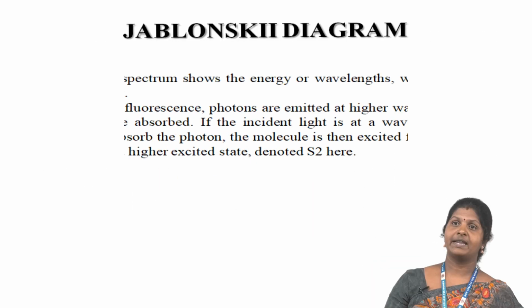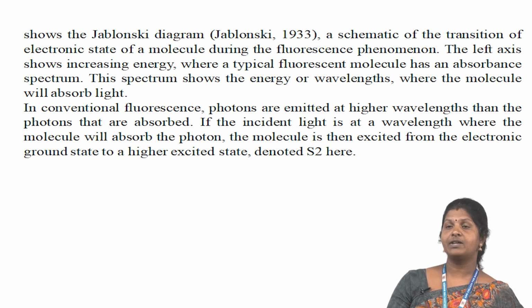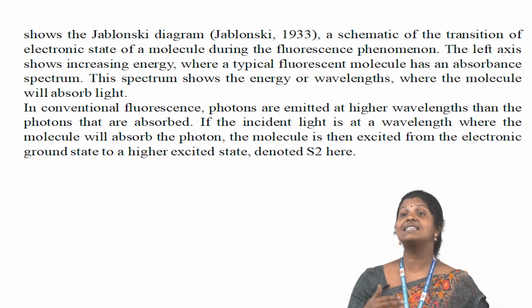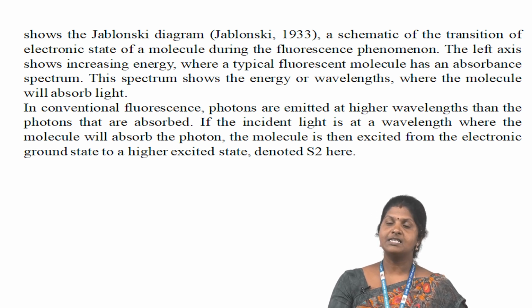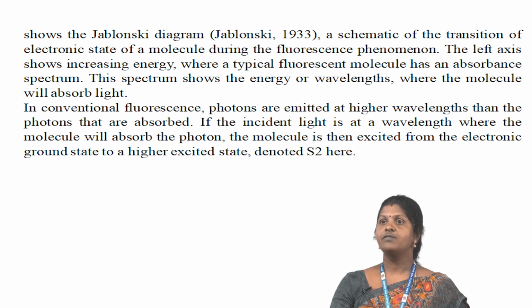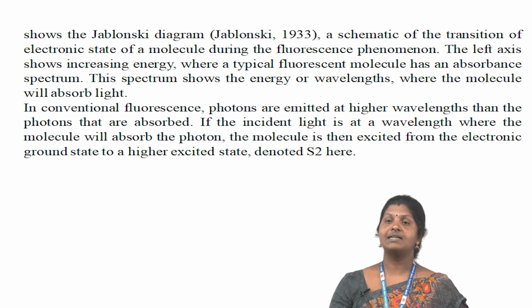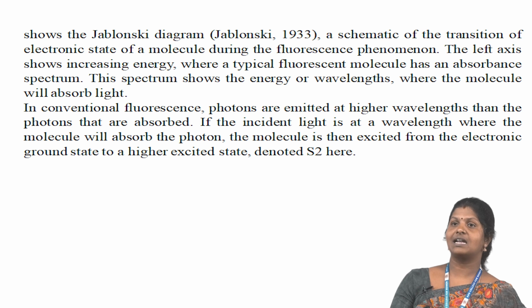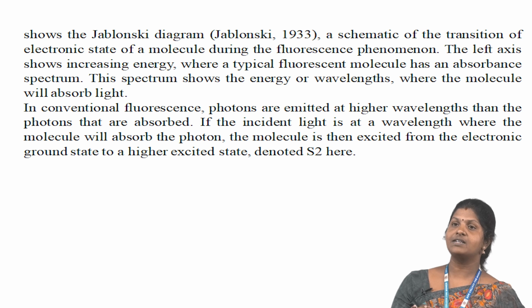Here is the Jablonski diagram. It shows the transitions of electronic states of a molecule during the fluorescence phenomenon. The left axis shows increasing energy, where a typical fluorescent molecule has an absorption spectrum. This spectrum shows the energy or wavelength where the molecule will absorb light. By convention, fluorescence photons are emitted at a higher wavelength than the photons that are absorbed. If the incident light is at a wavelength where the molecule will absorb the photon, the molecule is then excited from the electronic ground state to a higher excited state.